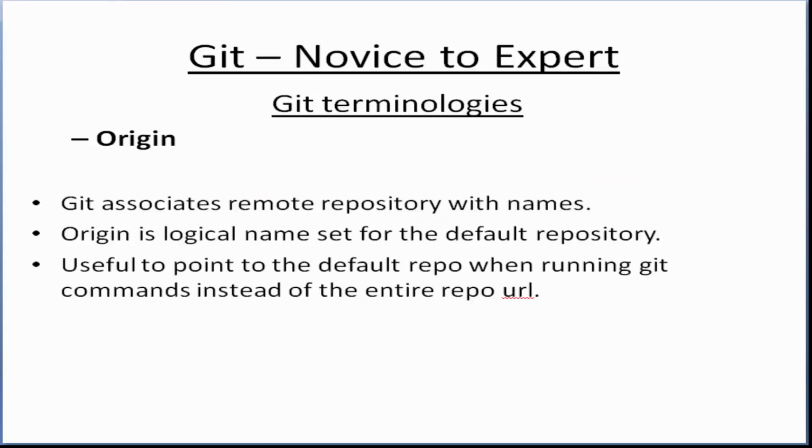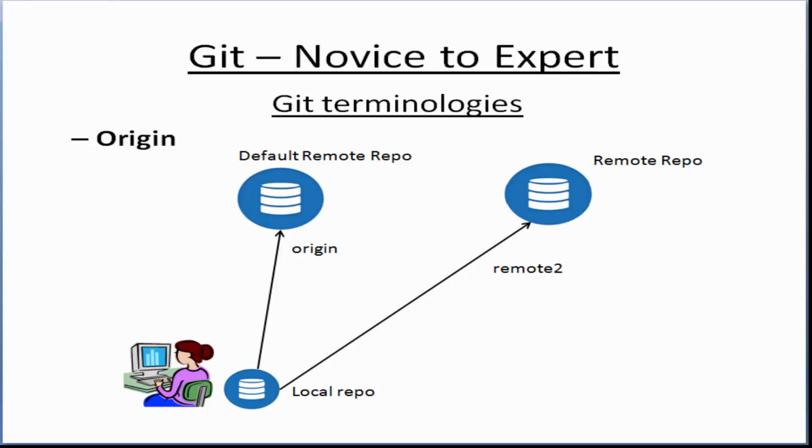Origin. As I just mentioned that Git associates remote repositories with names, origin just happens to be the logical name set for the default repository by convention. This way of addressing the default repo with origin will be very useful to point to the default repo when running Git commands instead of the entire repo URL, and it's always easier to remember the logical name of the repo than remembering the complete URL. This diagram shows a local repo configured with two remotes, one named remote 2 and the default being origin.